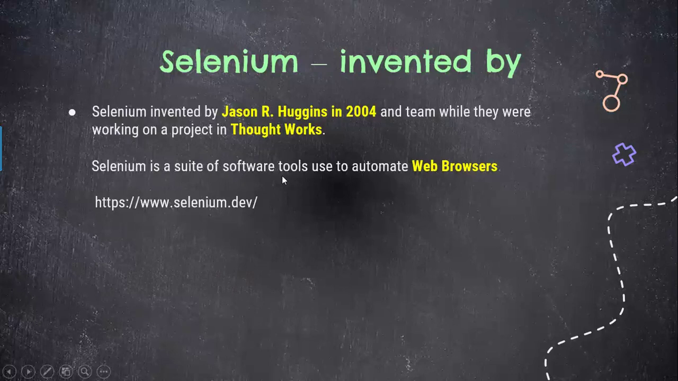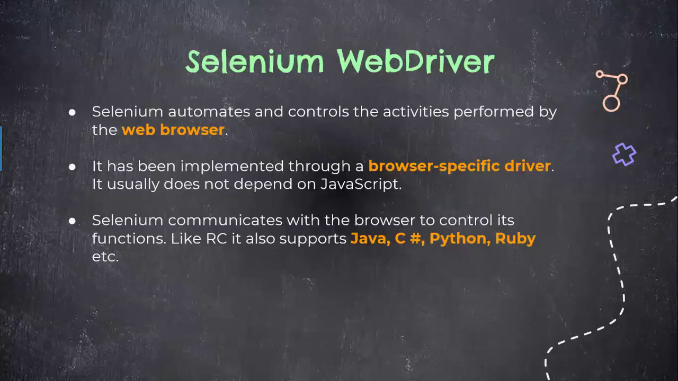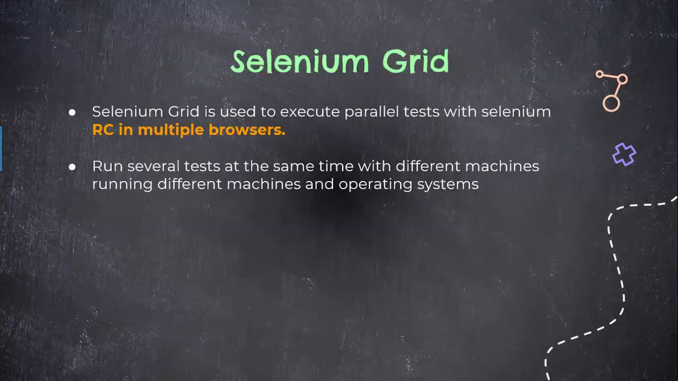Selenium is a suite of software tools which is used to automate the web browser. You can give me any web browser, we can automate. In the web browser, I'm launching www.amazon.com. In amazon.com, what are the activities, what are the controls, everything we can automate. Okay, is it clear? So what is Selenium Grid?